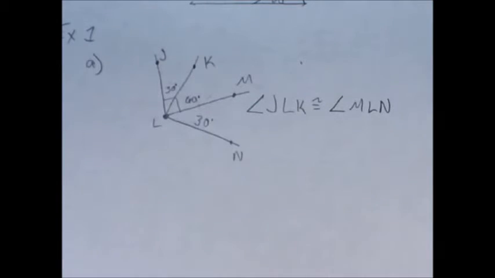Here's the exact wording from the book. If two angles are complementary to the same angle, or two congruent angles, then they are congruent. And then it'll say the same thing for supplementary. If two angles are supplementary to the same angle, then they are congruent to each other.